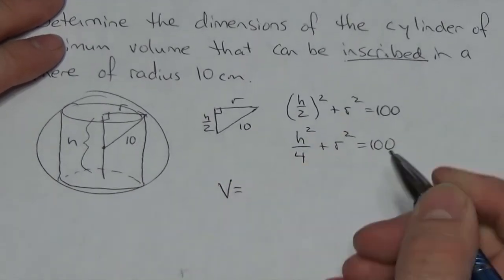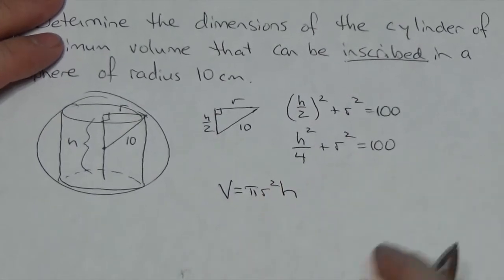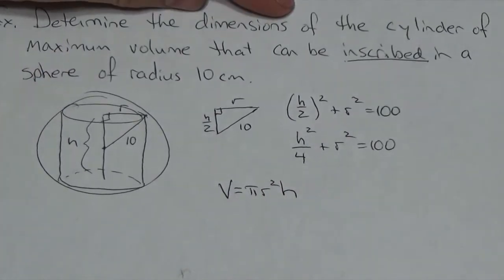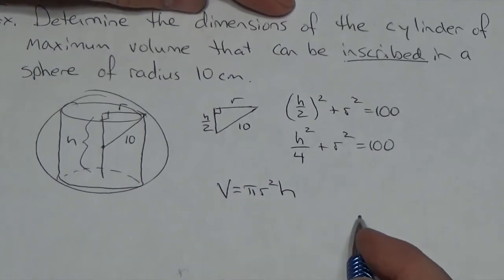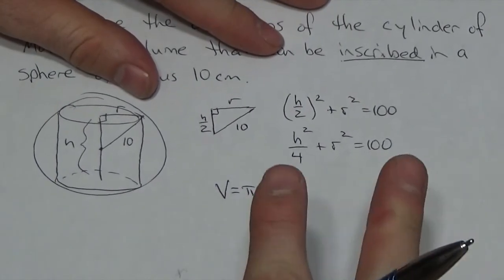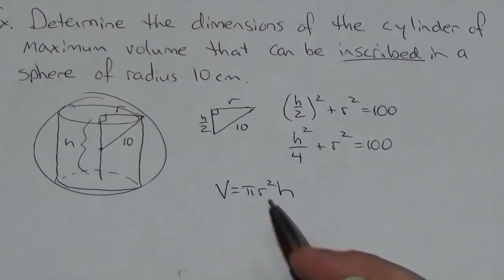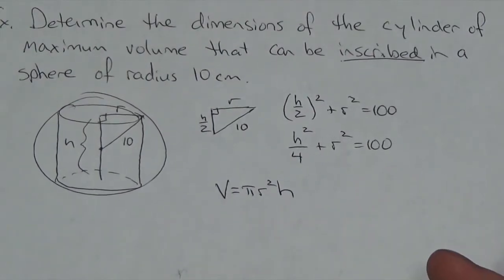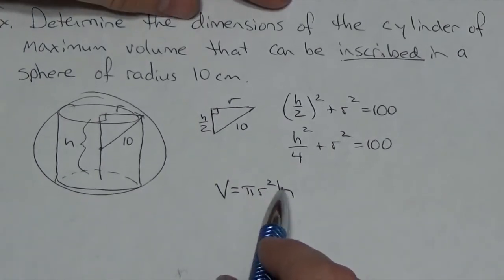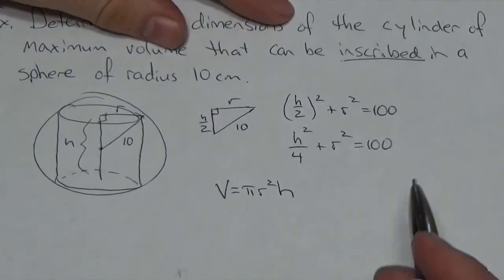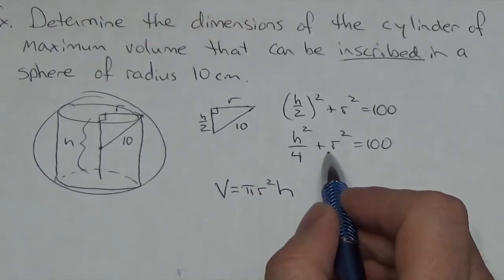Okay, well, I know that the volume is going to be pi r squared height. Now I've got three variables here, v, r, and h. I would prefer it if there was only two. I really want v there because I'm looking for the maximum volume, so I need to take the derivative of the volume expression. So it's really r or h that I want to get rid of.